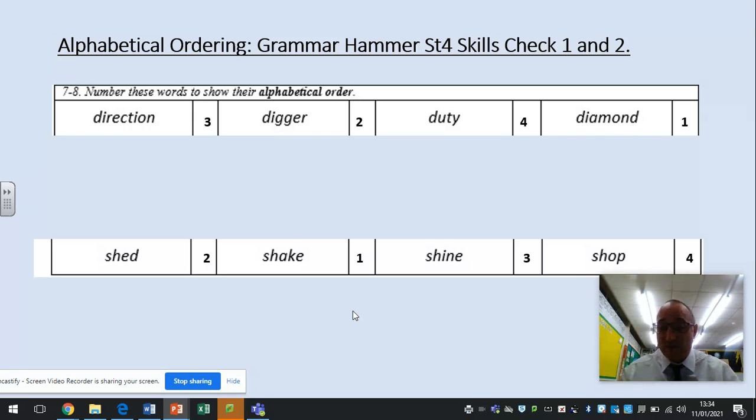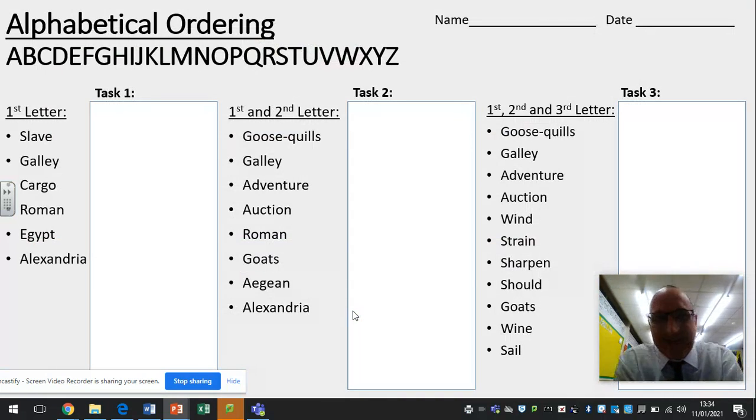That's how you answer those questions when you do your grammar hammers in future within class. Always, a bit of a hint here, write down a copy of the alphabet just to help you along the way. So your task today.